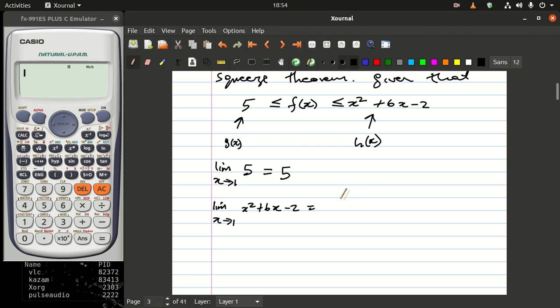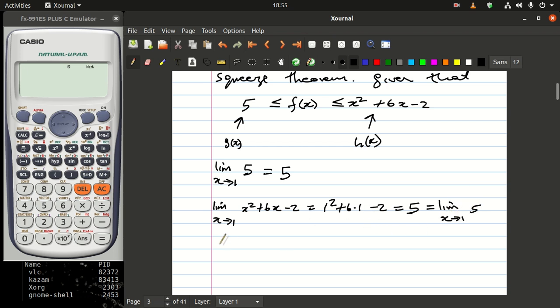The first thing is always plug in and see what you are getting. And in this particular case, there is a place to plug in. So when we're plugging in, we get 1 squared plus 6 times 1 minus 2. Here 1 squared is 1, plus 6 times 1, which is 6. So 6 plus 1 is 7. 7 minus 2 is going to be 5. So this one is the same as the limit as x approaches 1 of 5.